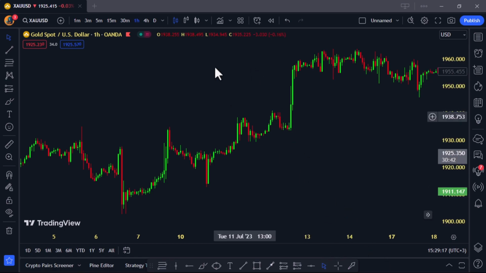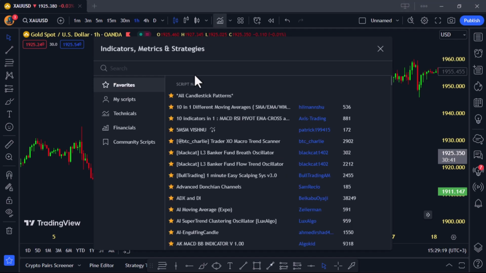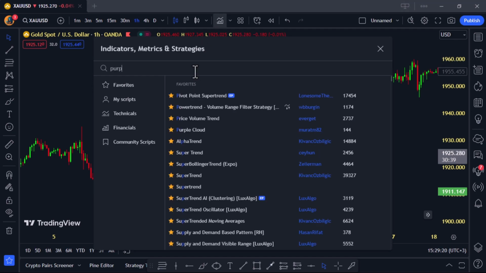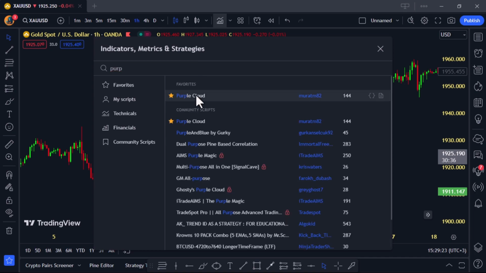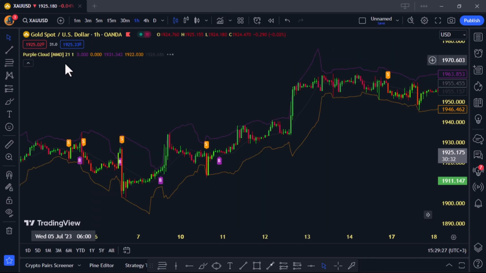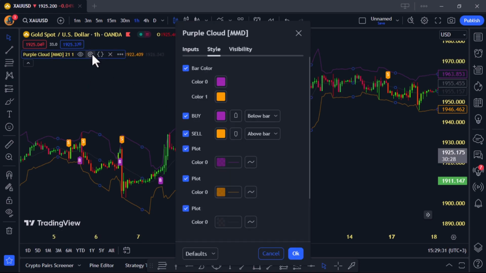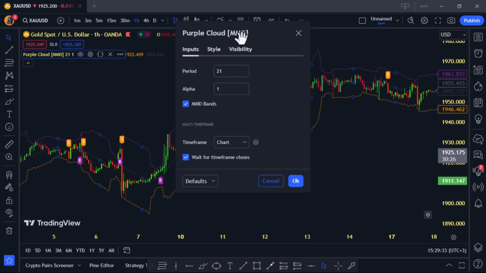First things first, go to the indicators section and search for Purple Cloud. Add this indicator to your trading setup. Trust me, it's going to make a big difference. Now let's dive into the step-by-step adjustments for this indicator. Just follow along with the video and you'll be good to go.